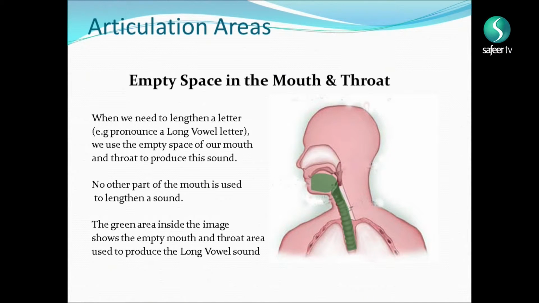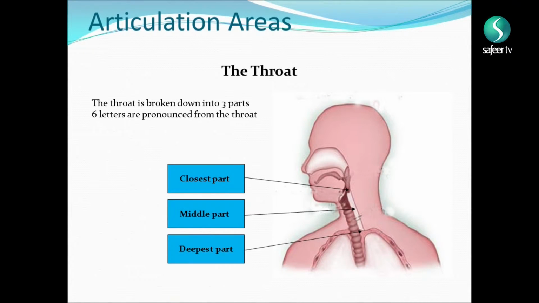And then we go to the next slide. Especially we start from the throat. In the throat we have 3 points of articulation, and in each point of articulation we have 2 letters. We're starting from the deepest part. In the deepest part we have 2 letters: Hamza and Ha. Then in the middle part of our throat we have Ain and Ha, and then in the closest part of our throat we have the letters Ghain and Kha.